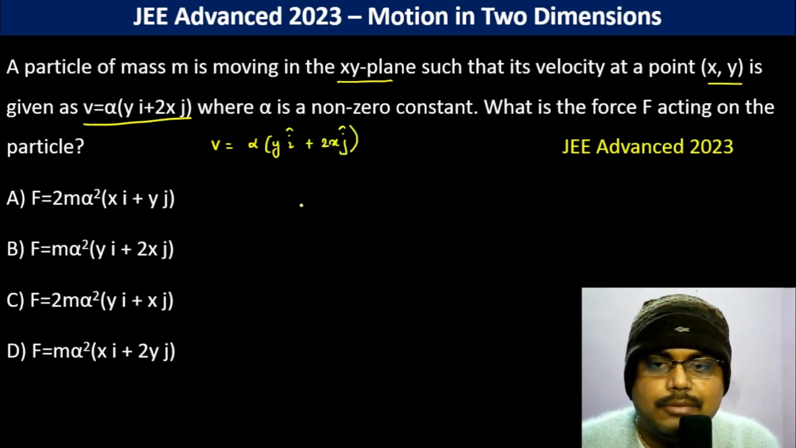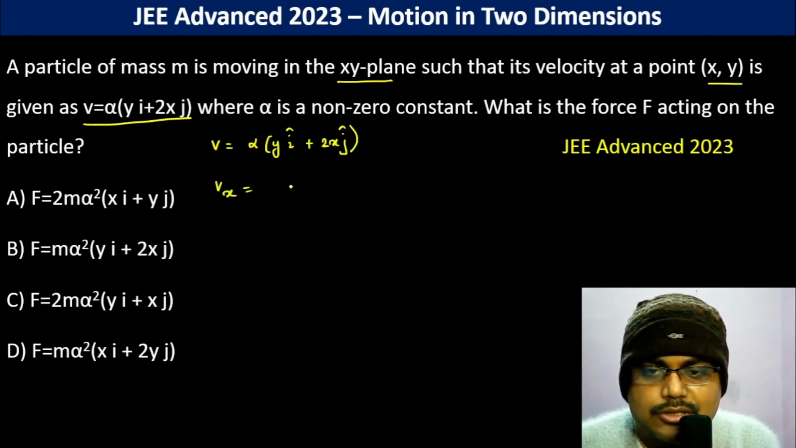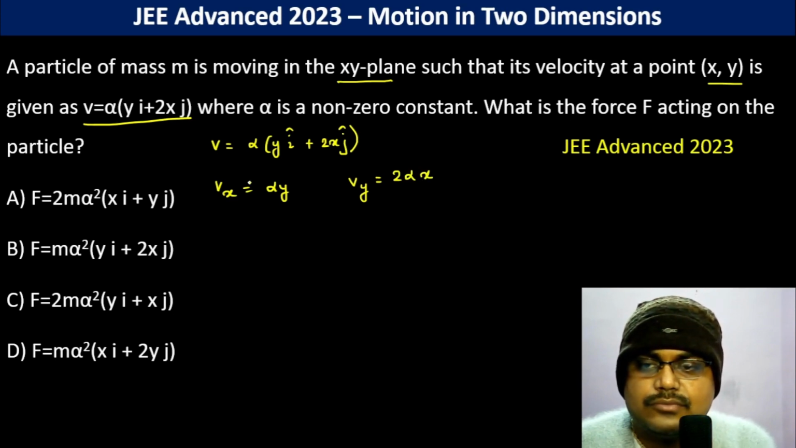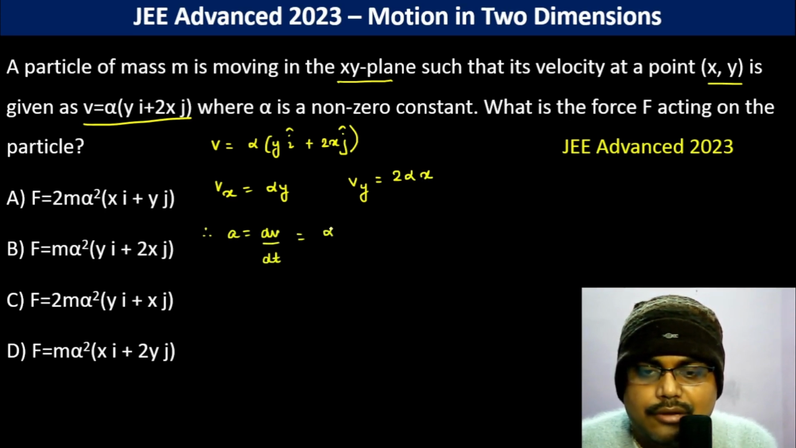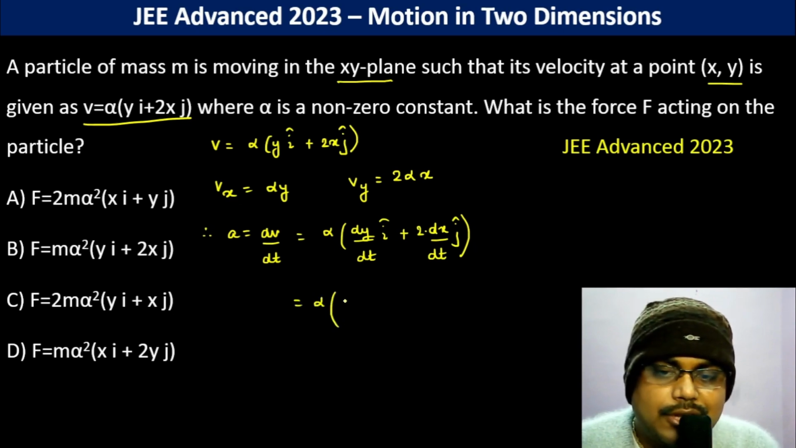What is the force F acting on the particle? So if you can see here, Vx is alpha y and Vy is 2 alpha x. Now if V is this, then acceleration, which is dv by dt, becomes alpha into dy by dt i cap plus 2 alpha into dx by dt j cap, which is alpha into Vy i cap plus 2 alpha into Vx j cap.